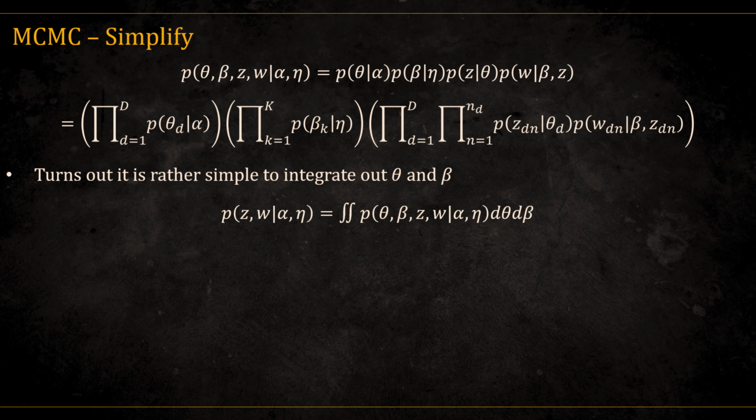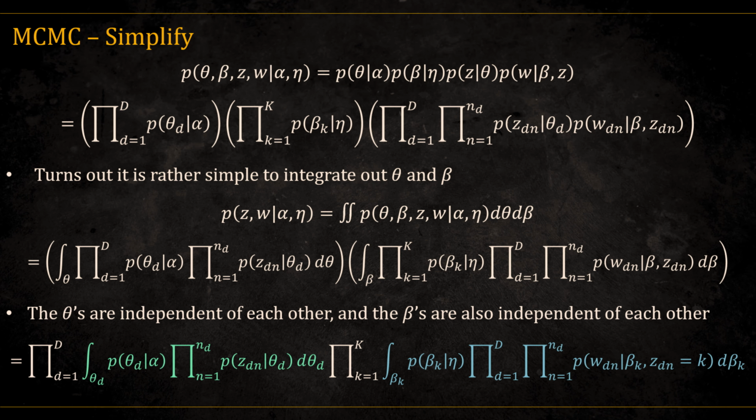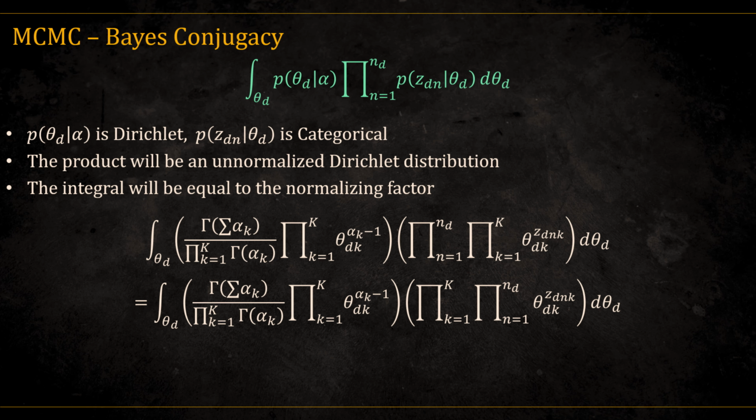We start by integrating out theta and beta. And it turns out this is not that difficult. We can easily rearrange the product so that the integrals are separated. Now, since the thetas are independent of each other, and the betas as well, we can exchange between the integral and the product. Notice that in the second part, this requires us to rearrange the product such that all words related to the K topic bundle together. We'll focus on the first integral.